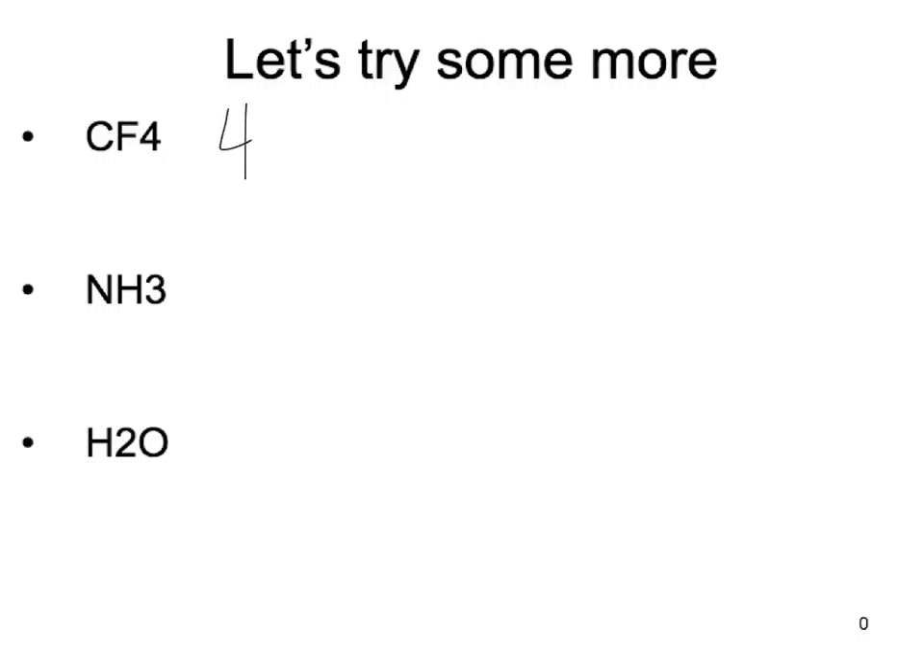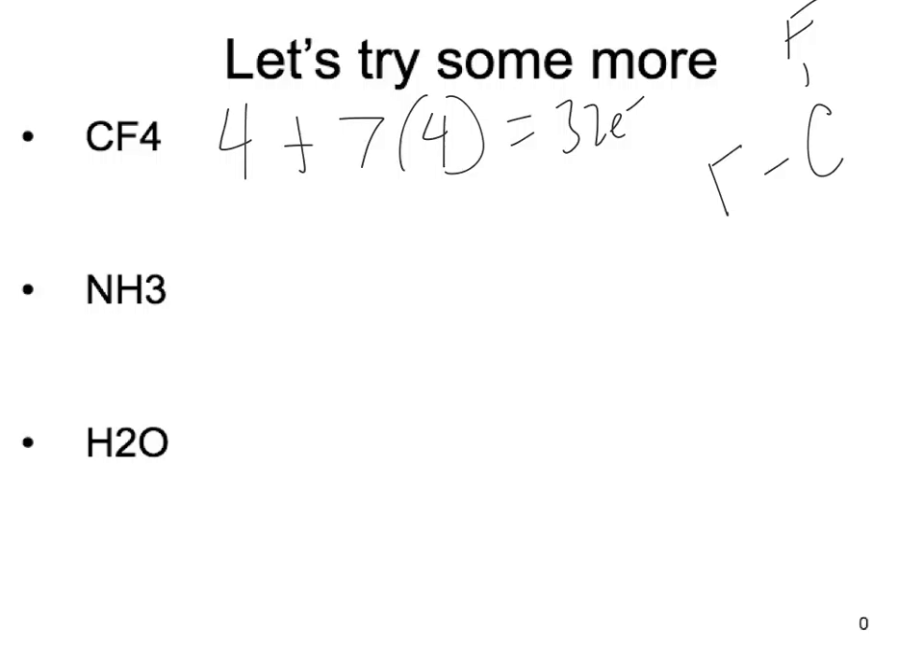Carbon is in group 4, fluorine is in group 7, and there are 4 of them. So we are looking at 32 electrons. Do that first. Now carbon, we're going to go ahead and put fluorine, fluorine, fluorine, and fluorine. Now we've used up 2, 4, 6, 8 in bonding, leaving us 24 electrons. Now we have to use those 24 to satisfy the octet.